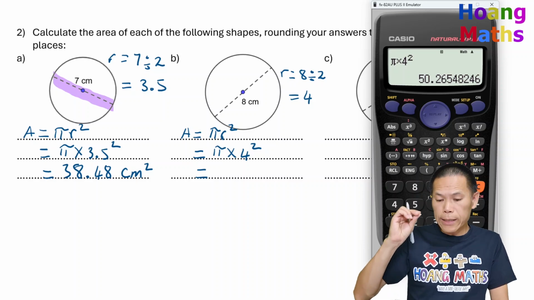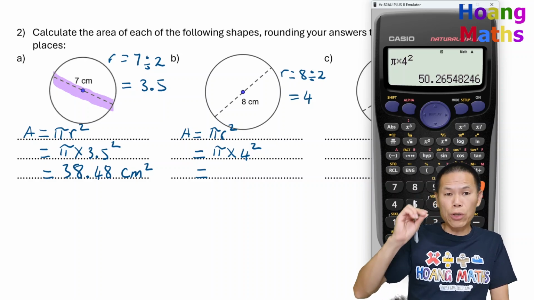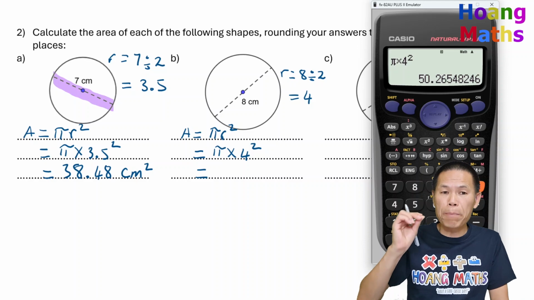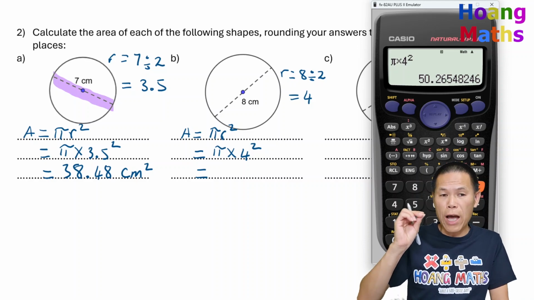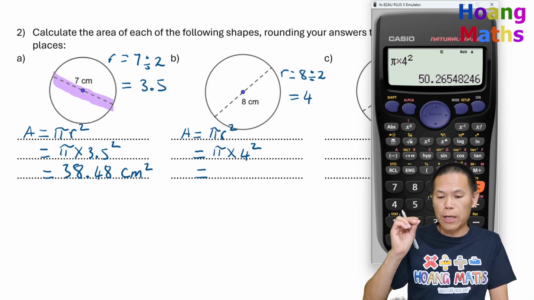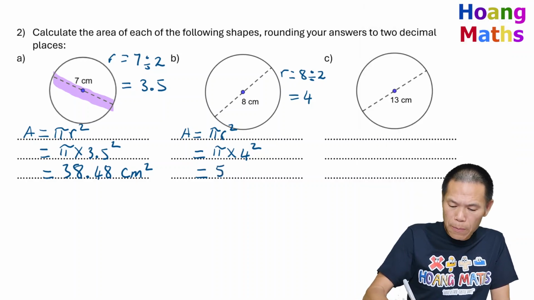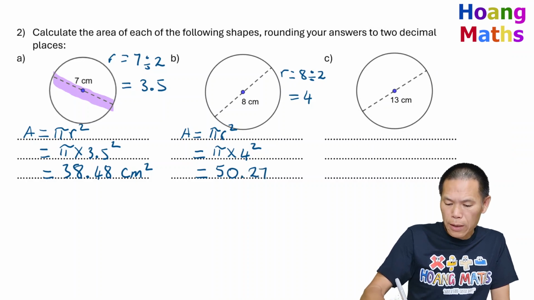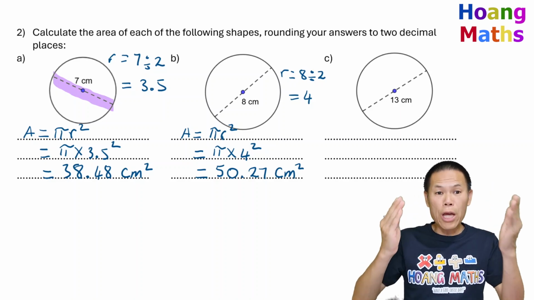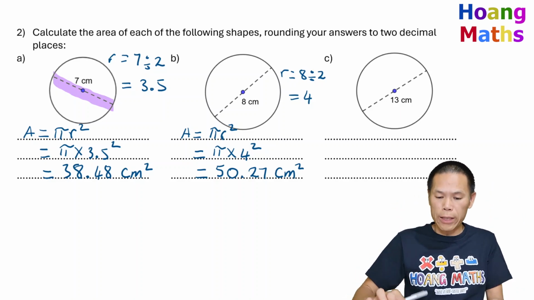So the answer is 50.27, because the number after 6 is 5. So halfway, we need to add 1 to 6. So the answer is 50.27 square centimeters. So there you go. And I hope you got it correct.